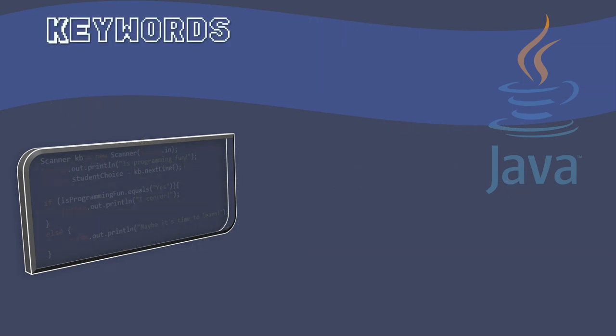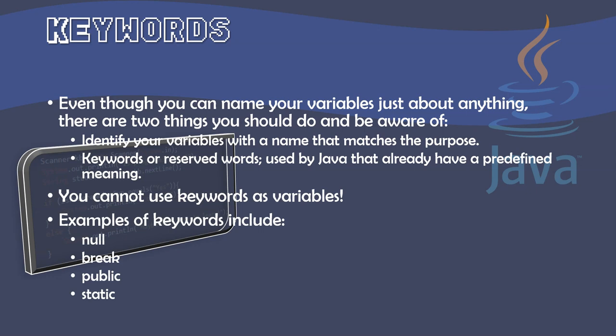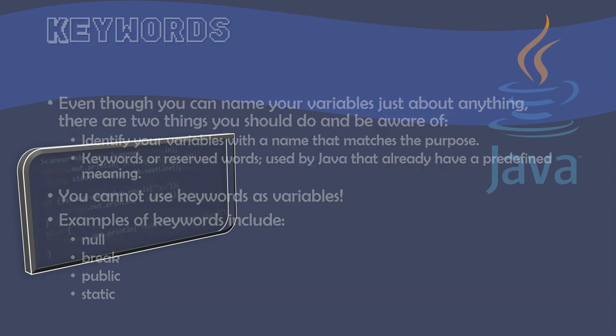Now, keywords are special words. So we can't name our variables anything we want. As I've already mentioned, we have to identify variables with a name that matches the purpose. And keywords, or as they're sometimes known, reserved words, are words that are used by Java that already have a predefined meaning. So if I were to use one of these keywords as a variable, I would probably get an error because Java says, hey, I'm already using this. Because we can't use them as variables, we're going to have to avoid naming our variables this way. So things like null, break, public, static, these are all reserved words that Java is using that we as the programmer cannot give our variables as a name.